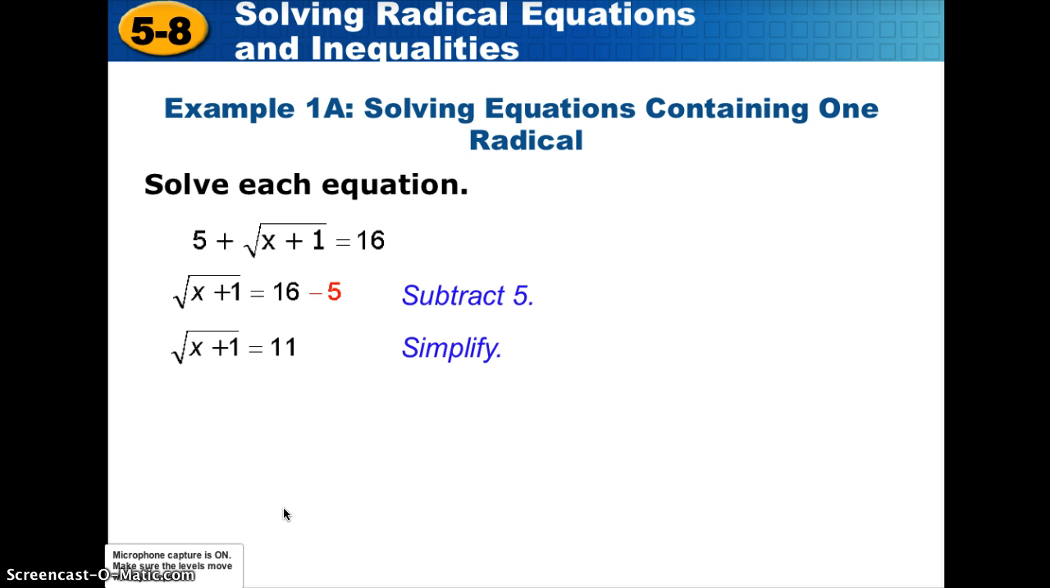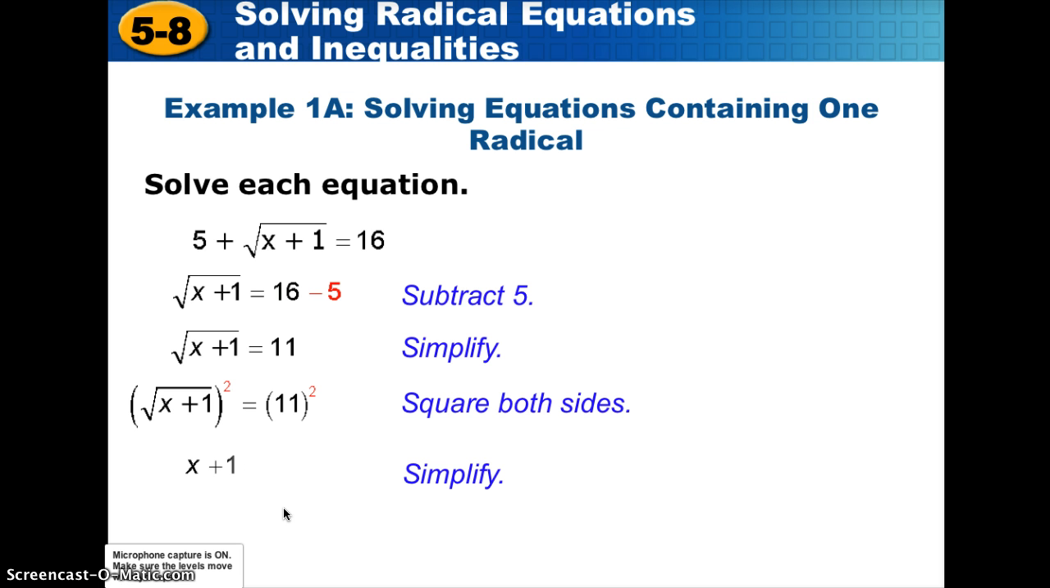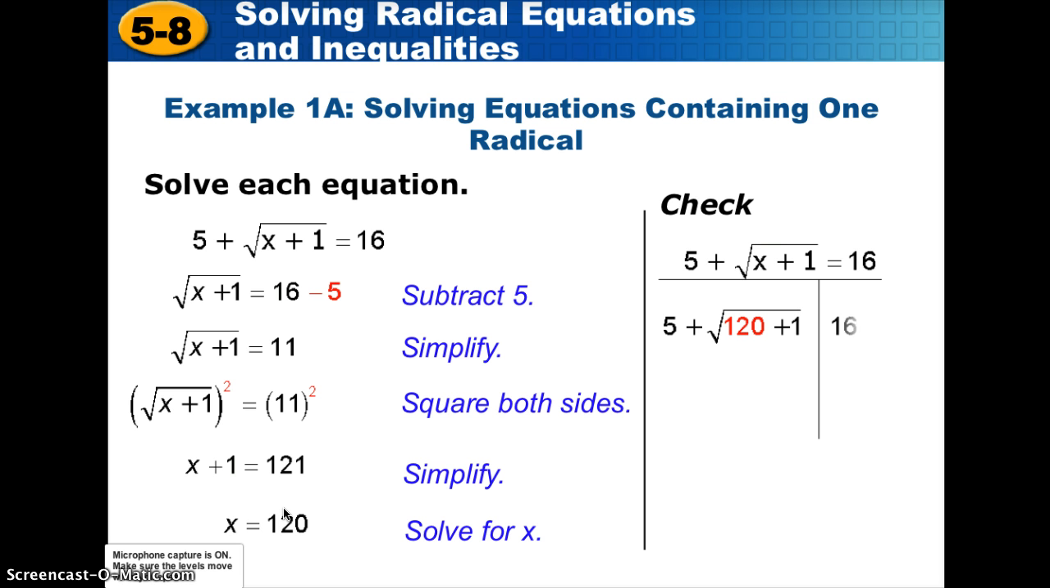Then, just as we said, we need to get rid of the radical symbol, so we're going to square both sides. And once we do that, we have on the left-hand side just x plus 1. On the right-hand side, we have 11 squared, which is 121. And then the last thing that we need to do is just move that 1 over to the other side. So we have solved for x. When we check, we plug back in, and we can see that we got the correct number that we should have gotten. So our equation is in balance, it's equal, and that means that x equals 120 is the correct solution.